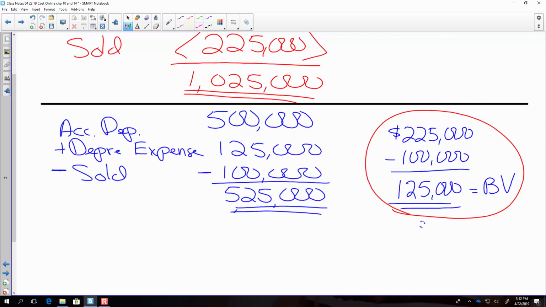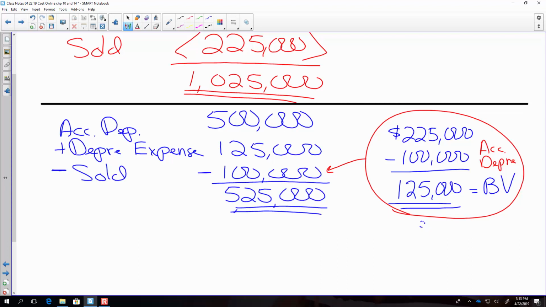My book value was 125. I sold it for 175. That's the $50,000 gain. Well, it says here the original cost was 225. How do I get to a book value of 125? The accumulated depreciation must have been 100 in order for me to have a book value of 125. That 100 is over here.